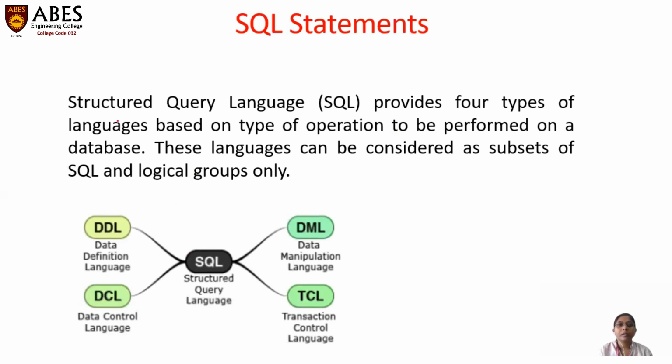So the structured query language can be categorized into 4 different types. That is data definition language, data manipulation language, data control language, and transaction control language. These categories are based on the type of operation being performed on the database.